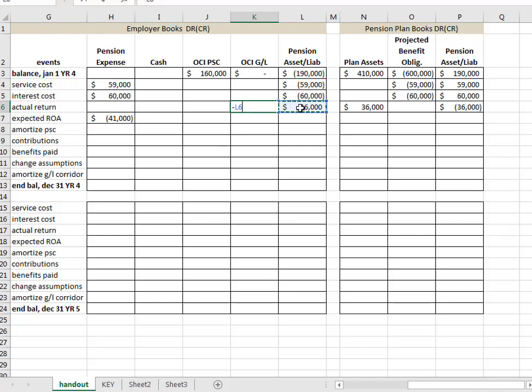You can do this on 2 lines or 1. You can net them into 1, which is perfectly fine. So here they net out to be a $5,000 debit. So there's an unexpected loss of $5,000, and you could have put that in here as $5,000. So the OCI was 0. Now it's a debit of $5,000, and there may or may not be more activity in the OCI during this period. Okay, we're going to amortize some prior service costs.